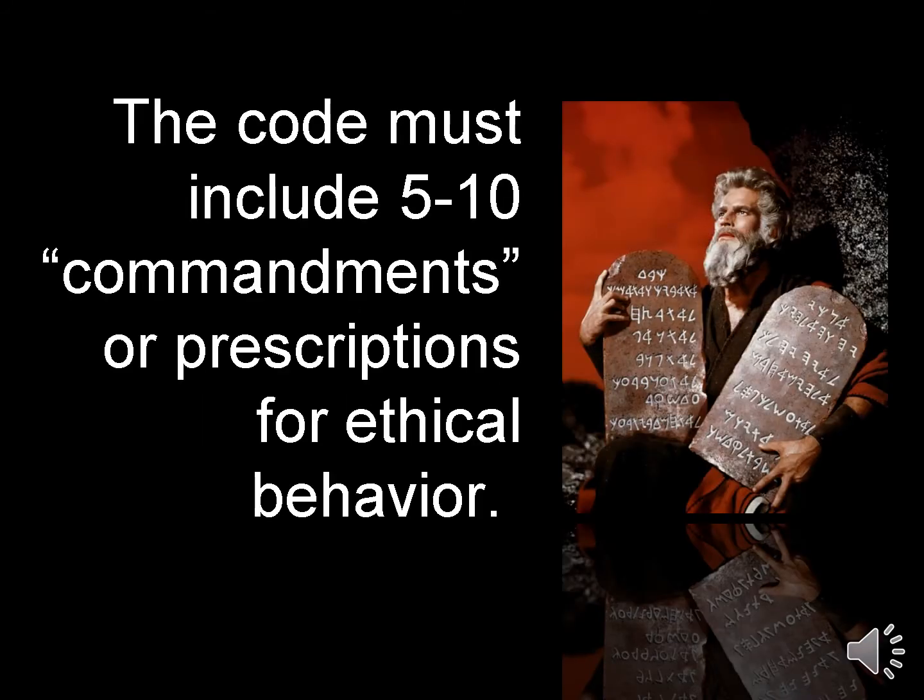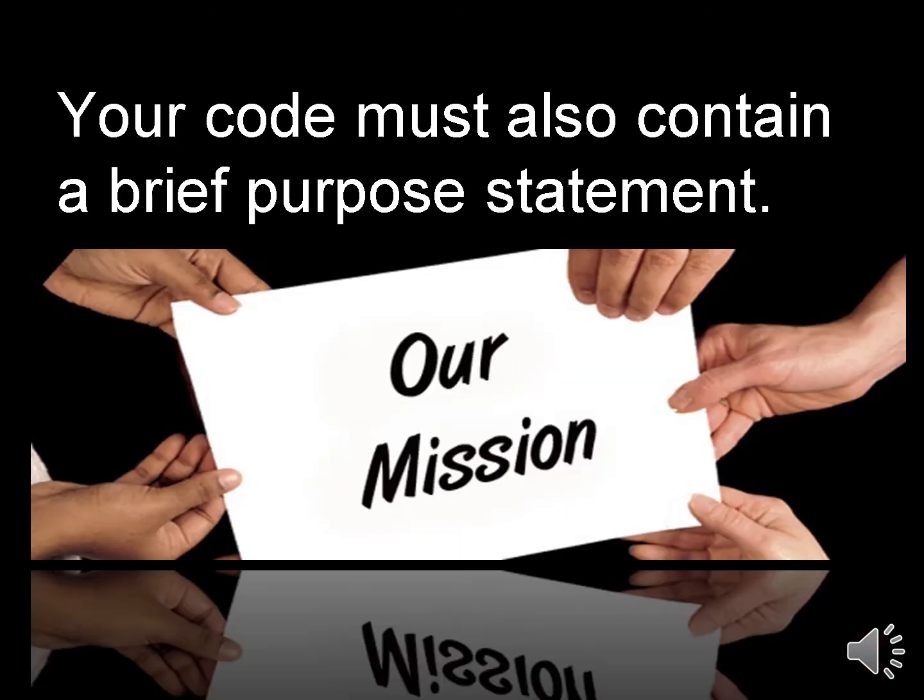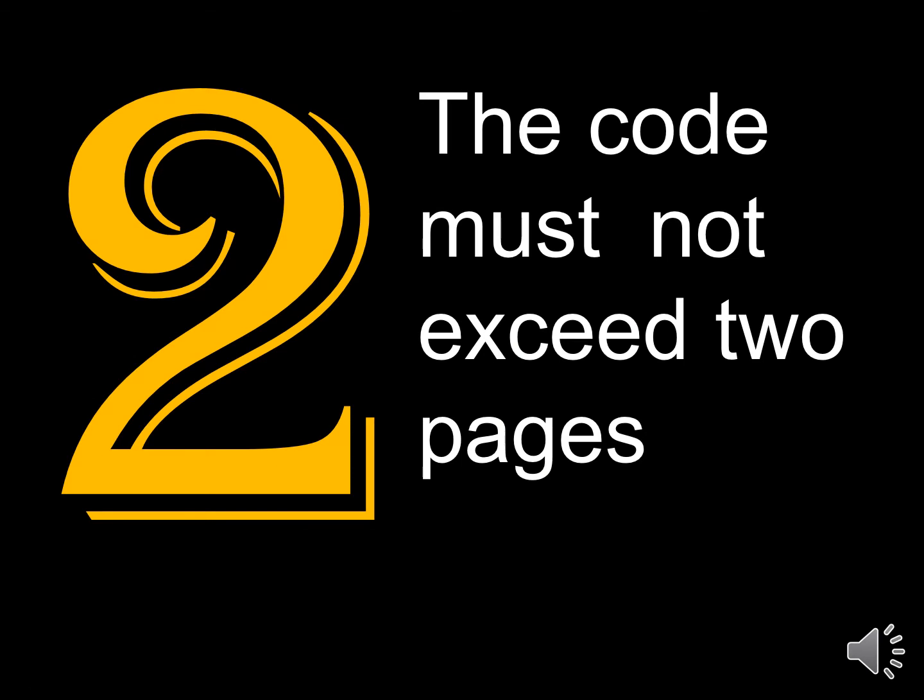Now, your code has to include some commandments or prescriptions for ethical behavior, some do's or some do nots. Okay, 5 to 10 specific topics should be addressed in the code. Your code should also have a brief purpose statement or a mission statement, a simple statement that describes the purpose of the group. So this code should not exceed 2 pages.